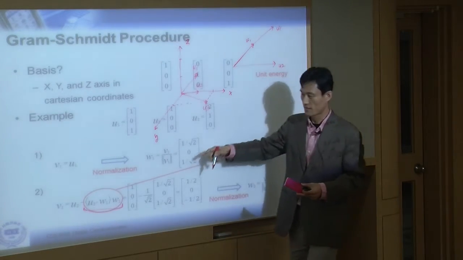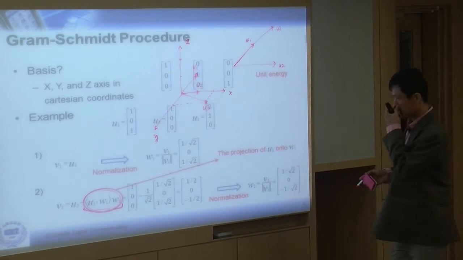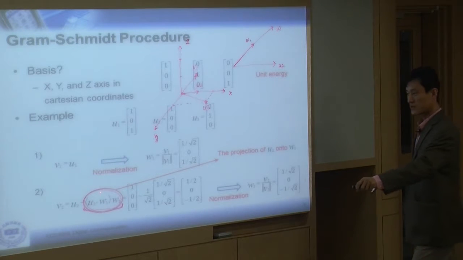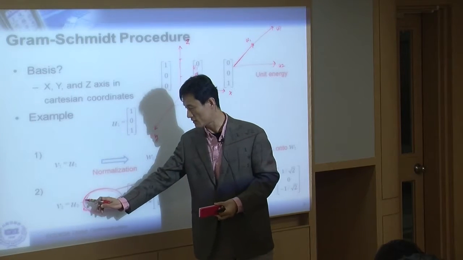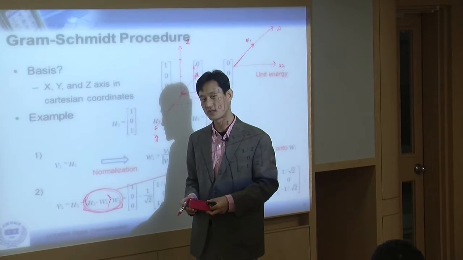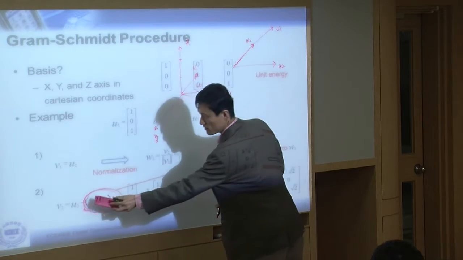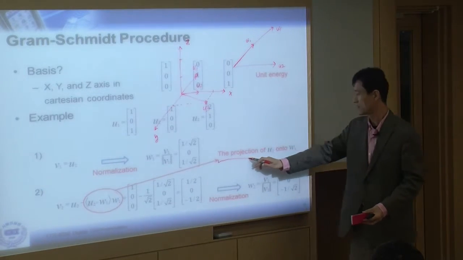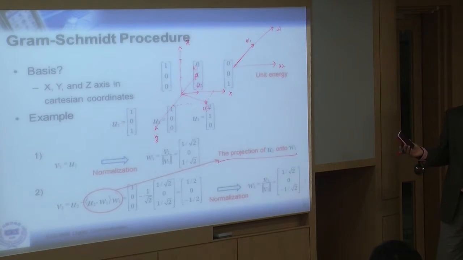And what is this one? This is a correlation, the inner product, which is related to the projection. You heard about projection before? Simply speaking, this red part is the projection of U2 onto W1. It's basically the same as that. What does that mean?